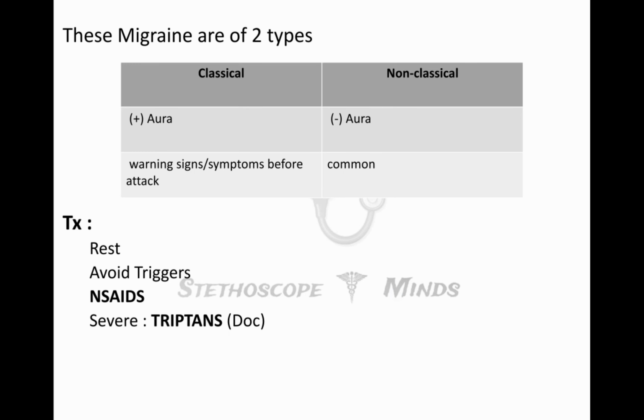And these migraines are of two types, which are classical and non-classical. Classical means presence of aura, which means it gives warning signs or symptoms before the attack. And non-classical is absence of aura, and it is the most common.